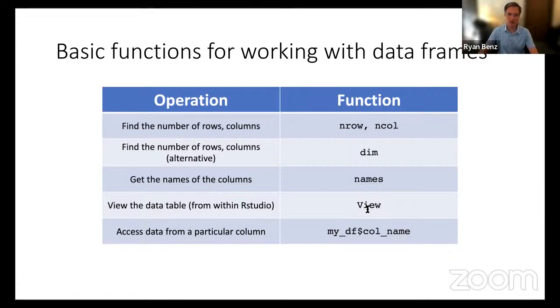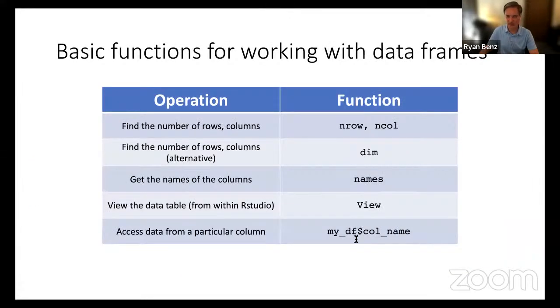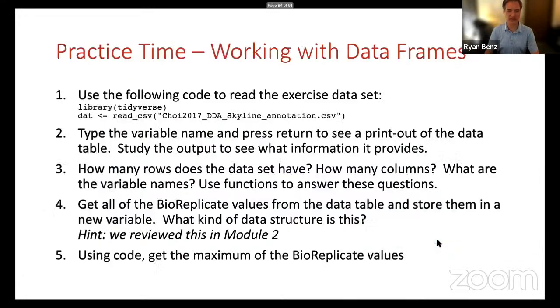And then this is a little weird, but if we want to get the data from a particular column in our data frame, we can use this $ operator. So let's say we wanted to get all of the precursor charge states in this table. We could use the name of the table, then put a $ here, and then the name of the column here. So a little bit of weird syntax with just what R uses.